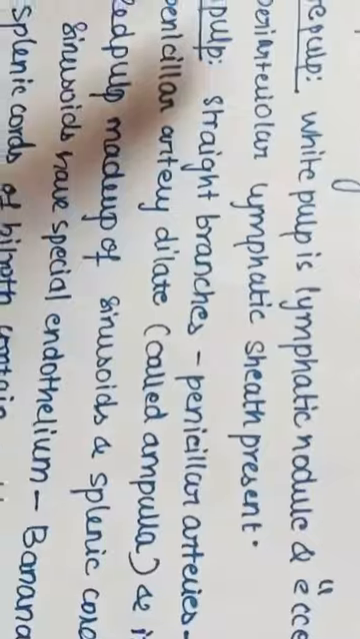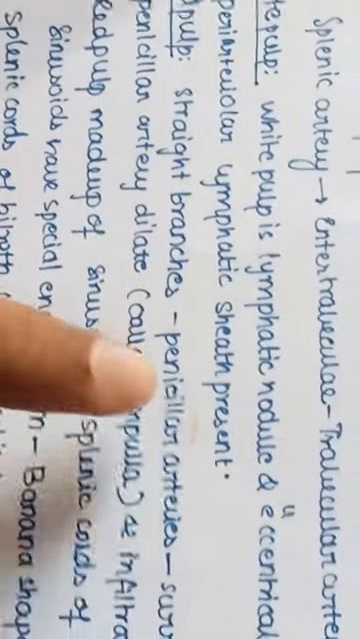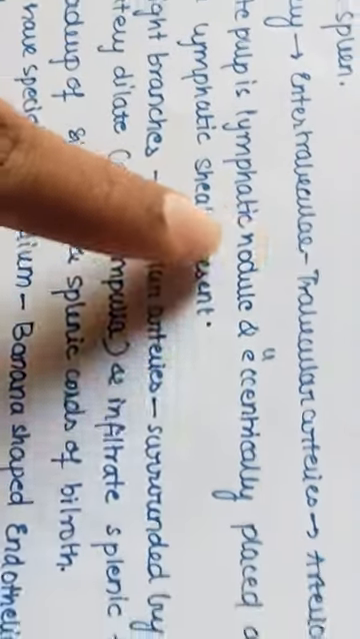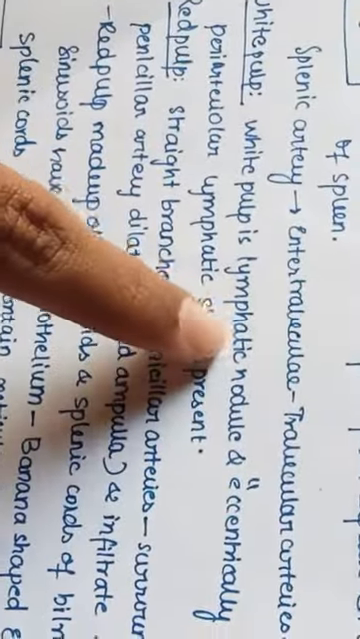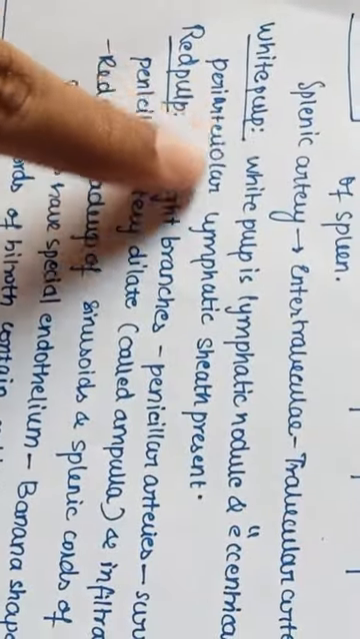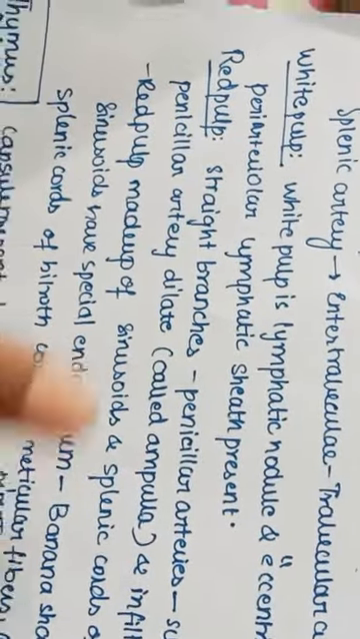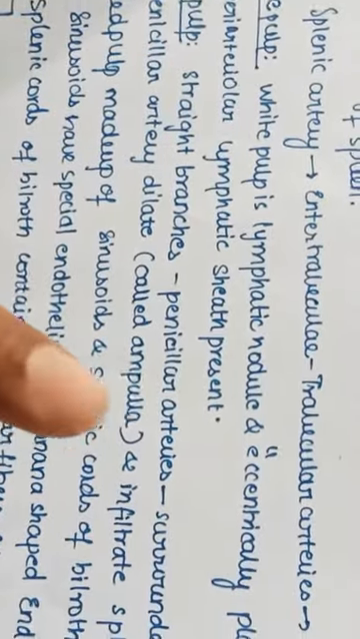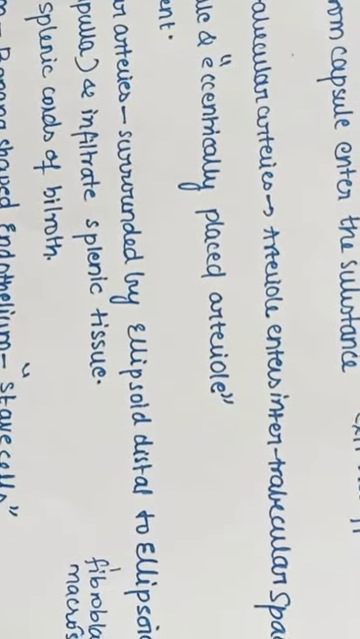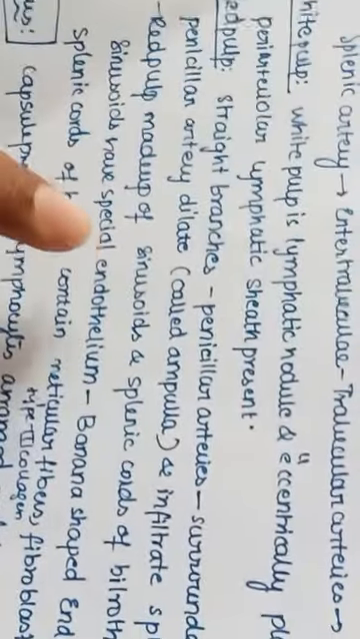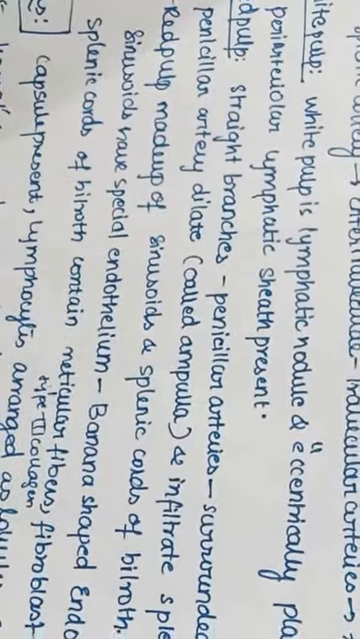And next comes the white pulp. The white pulp is a lymphatic nodule, and it has an eccentrically placed arteriole. Again, the lymphatic nodule is made up of B cells, and it also has a periarteriolar lymphatic sheath. And the red pulp has straight branches, that is penicillar arteries, surrounded by the ellipsoid. Distal to the ellipsoid, the penicillar artery dilates, which is called the ampulla, and infiltrates the splenic tissue.